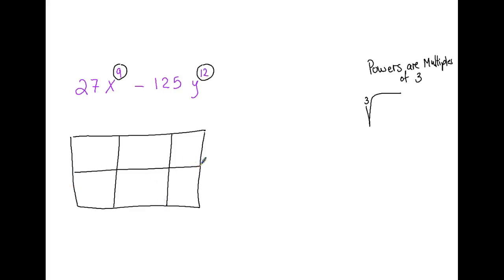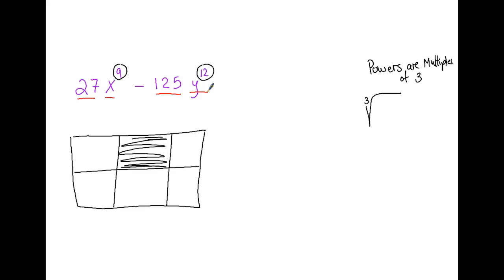So you have 6 boxes. This box is blank. Leave it alone. Don't do anything here. So you have 1, 2, 3, 4, 5 places to fill. Then, since we're doing difference of cubes, you need to find the cubic root of every single coefficient and variable.